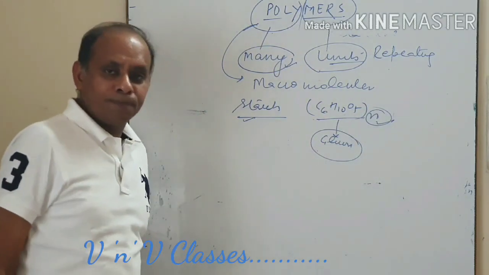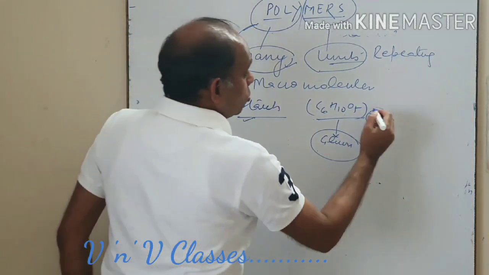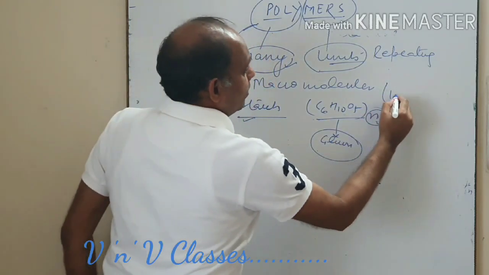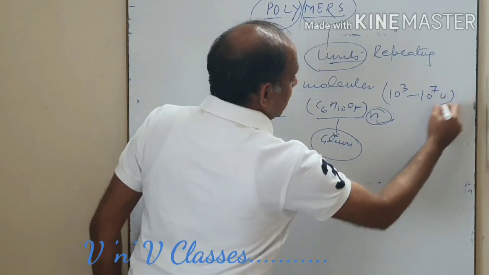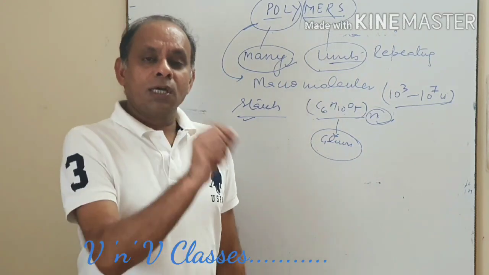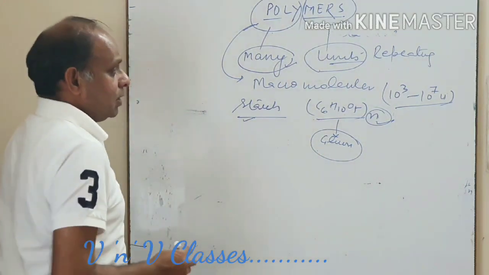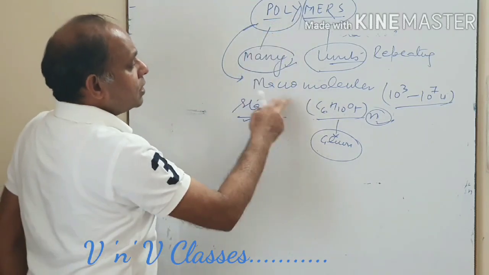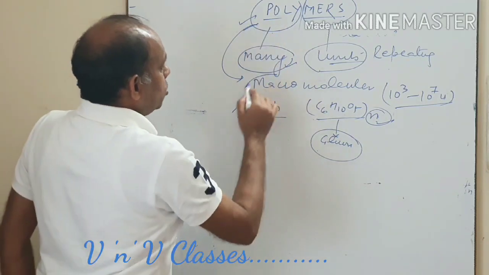These are polymers. And when I say these are macromolecules, just see the range of their molecular masses. It comes from 10 to the power 3 to 10 to the power 7 units, meaning approximately their molecular mass ranges from 1000 units to 10 lakh units. See how high the molecular masses are. Polymers are to be considered as macromolecules, but still there is a difference between the two terms.